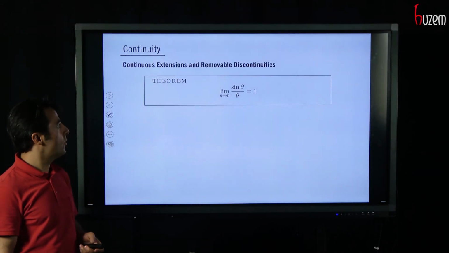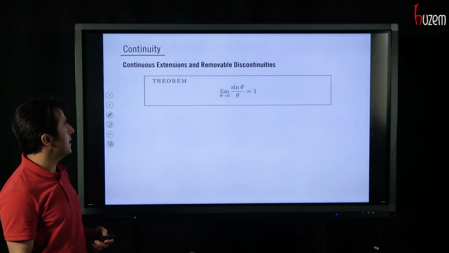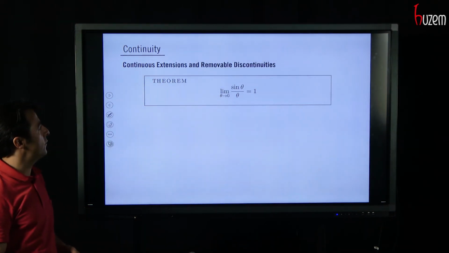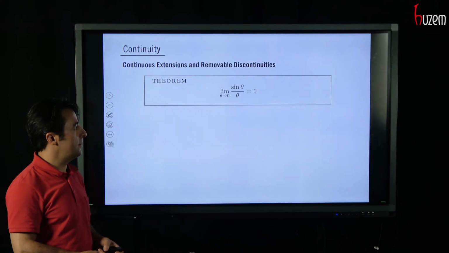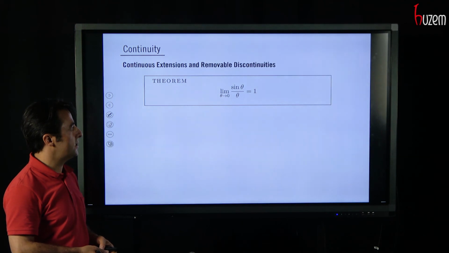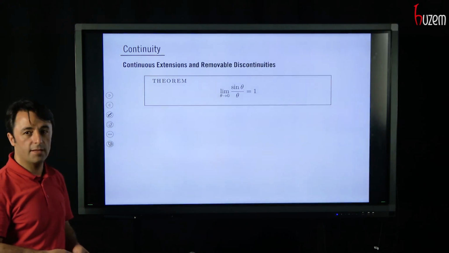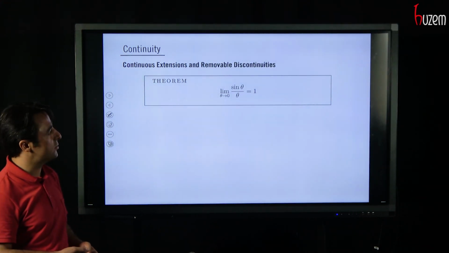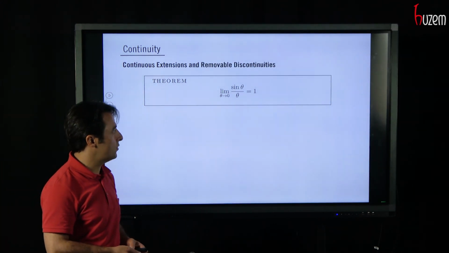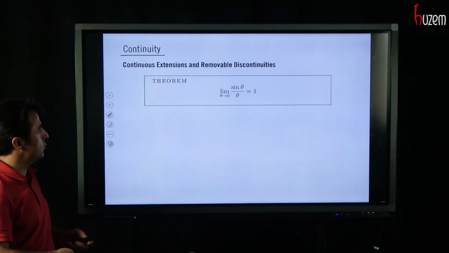So in order to show a continuous extension of this function sine theta divided by theta, we first need to obtain its limit. So we first prove that the limit of sine theta divided by theta is 1, and clearly this function is not defined at theta equals 0, so it is not continuous there, but we will see that there is a continuous extension of this function to theta equals 0. So let's prove this first.